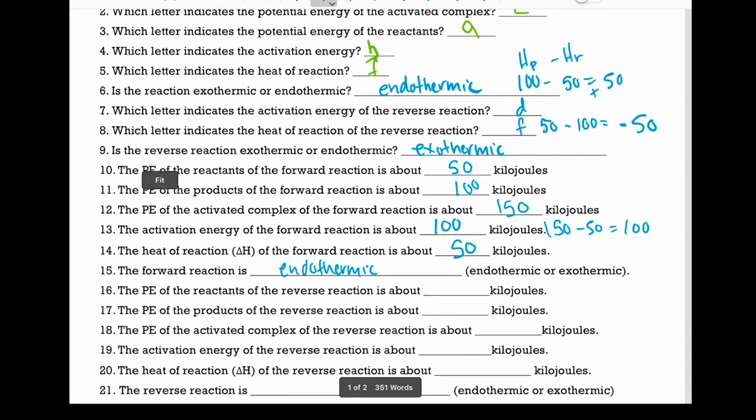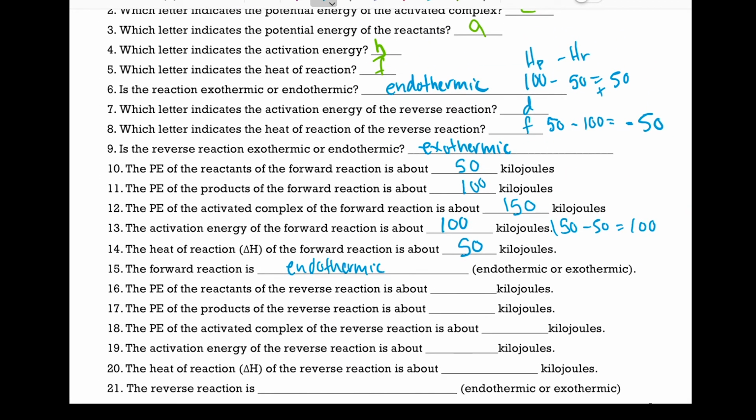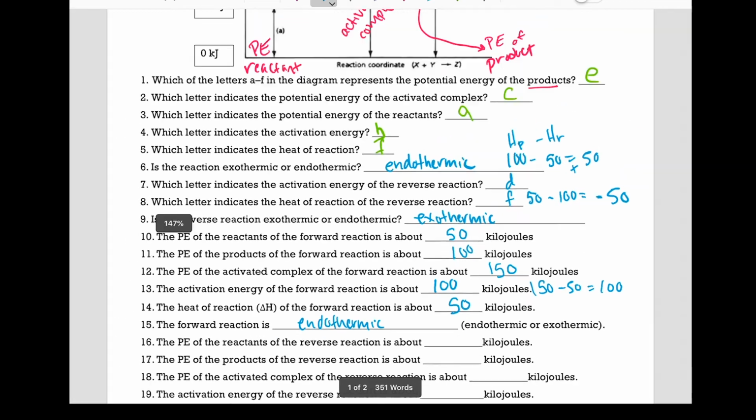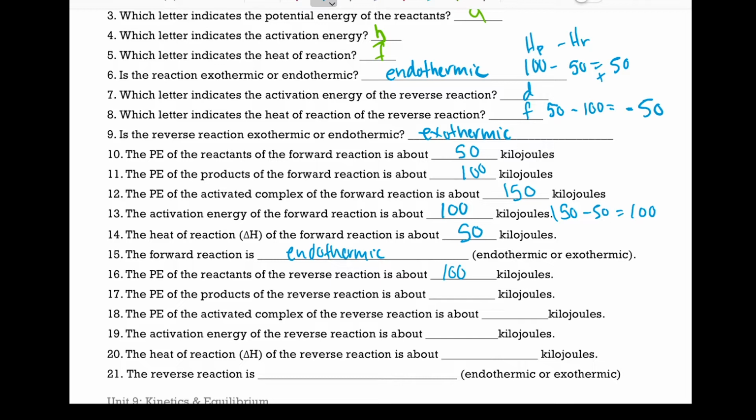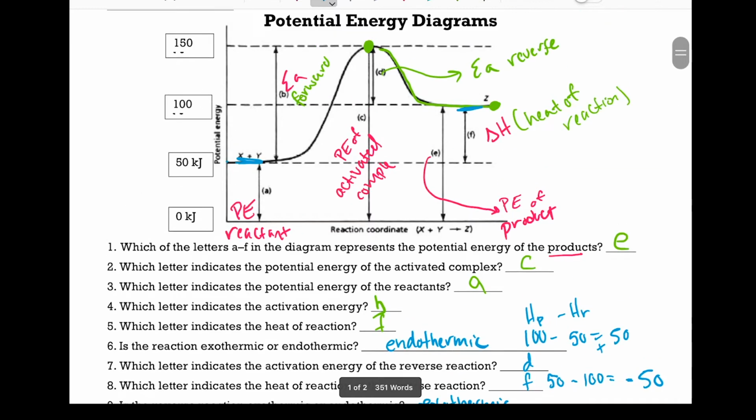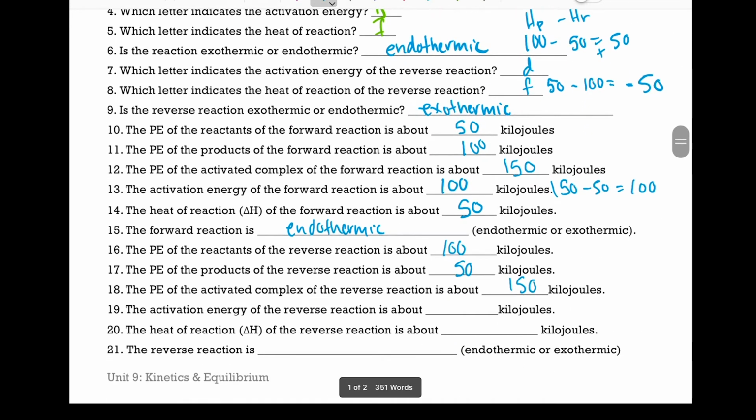And then moving backwards, PE of the reactants of the reverse is 100. And the products of your reactants going backwards is 50. Your max is still 150 for number 18. Activation energy going backwards, if we're starting, again, into your peak, which is 150, minus where you're starting, so we're starting at 100. So now your activation energy is only 50 kilojoules.